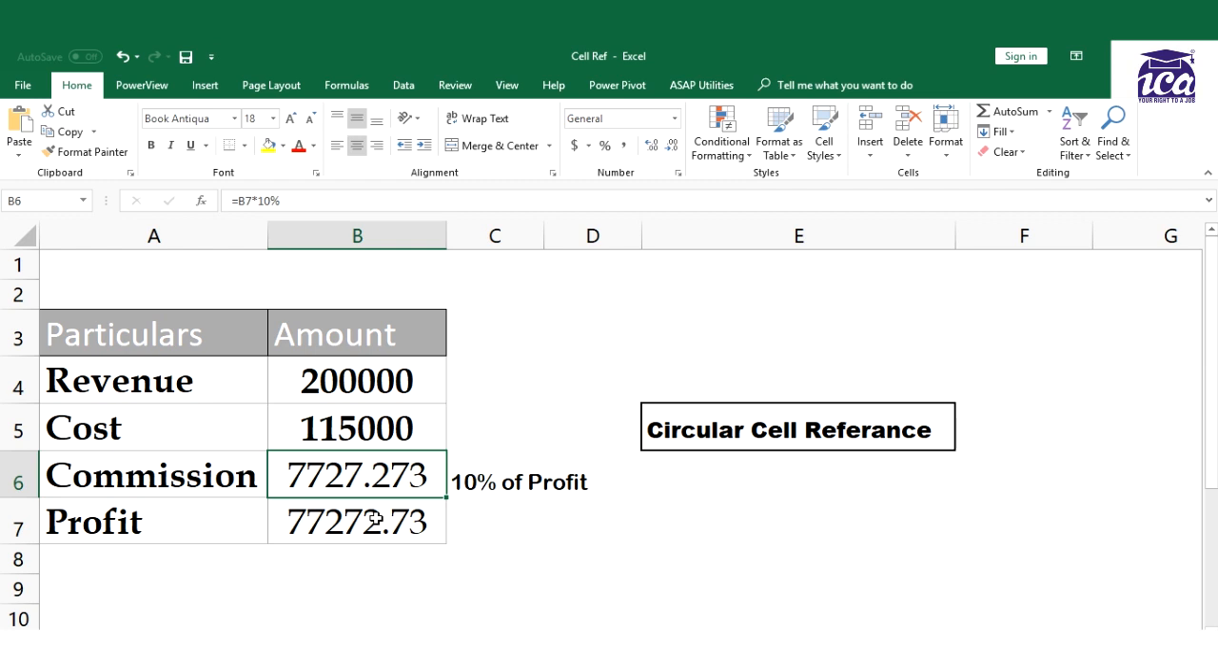I didn't do anything. I just applied the formula and then I went to File, Options, Formulas, and over there, I just have to tick enable iterative calculation. So this is how circular cell reference could be explained or solved.